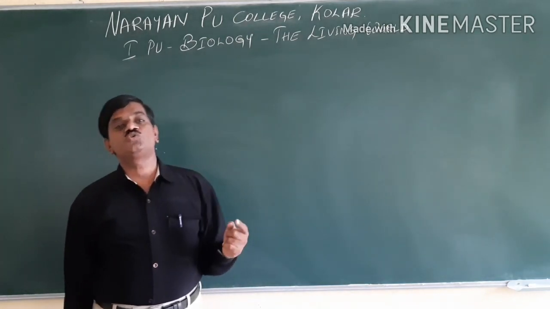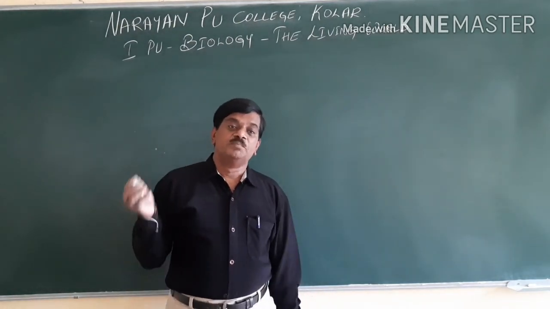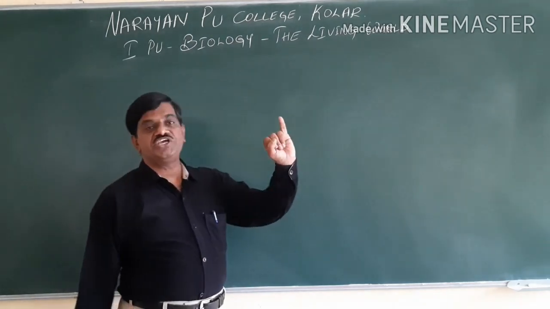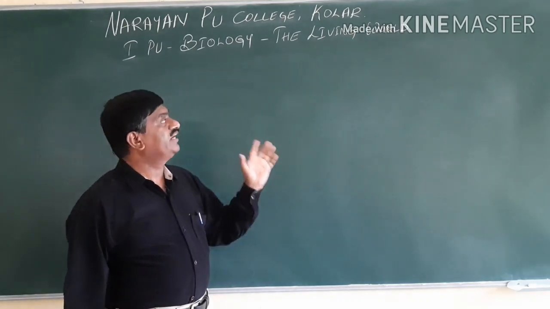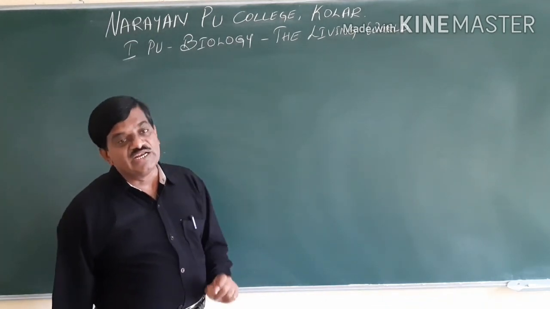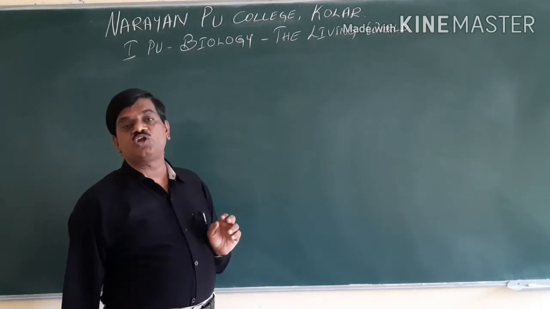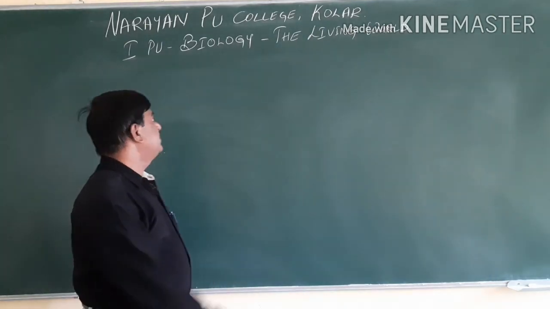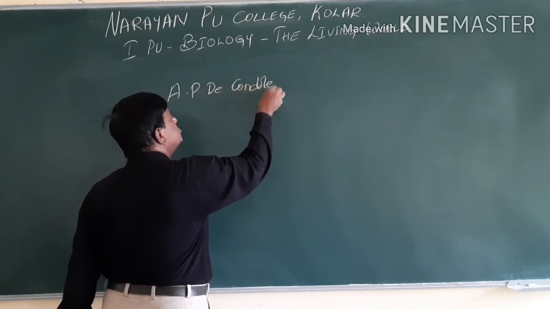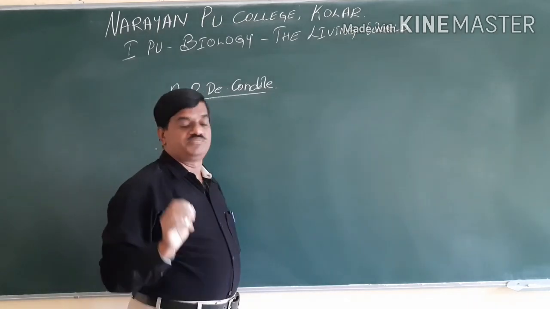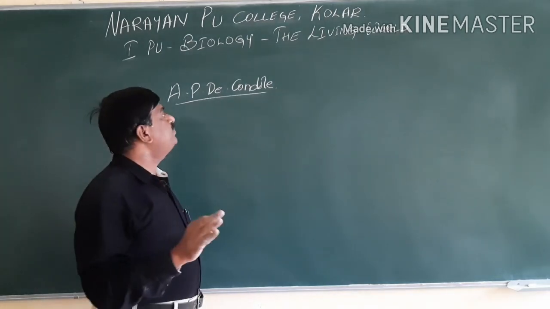Now we go for the next one, taxonomy. Taxonomy is a branch of science that deals with the identification, description, nomenclature and classification of organisms. This should be done in a regular manner, hence it is also called systematics. The word taxonomy was given by A.P. de Candolle. Taxonomy deals with naming and classification.